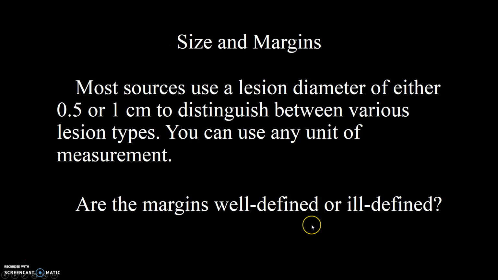So the next descriptor we're going to talk about is size and margins. Most sources use a lesion diameter of either a half or 1 centimeter, less than or greater than, to distinguish between different lesion types. But you can really use any unit of measurement if it's appropriate. Today's example, I think I use millimeters because it's more appropriate. And when you're talking about the margins of a lesion, they're either well-defined, nice and sharp and discrete, or they're ill-defined. They're foggy and blurry, and you can't really put a nice, clear, sharp definition to the border.